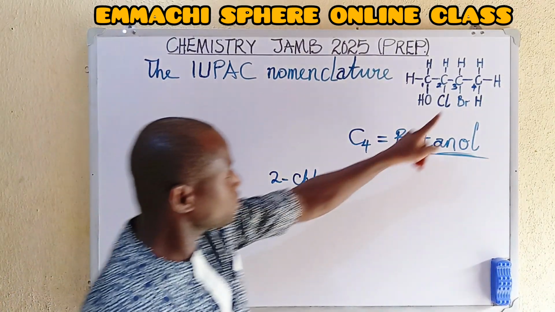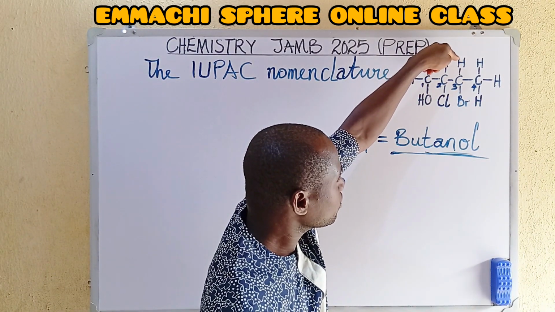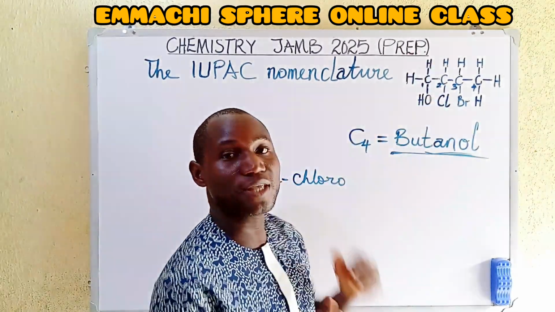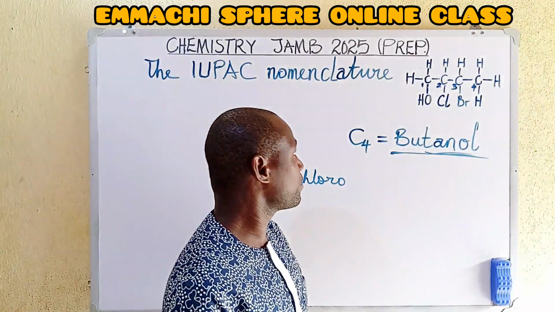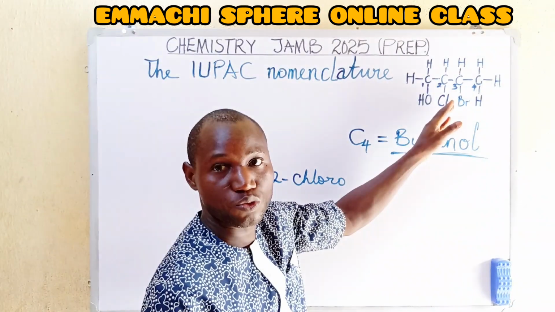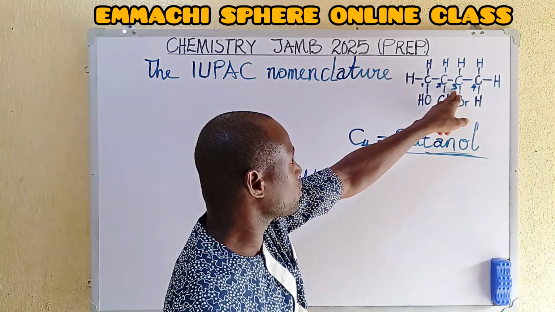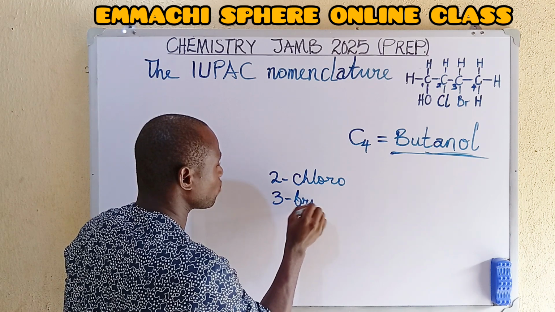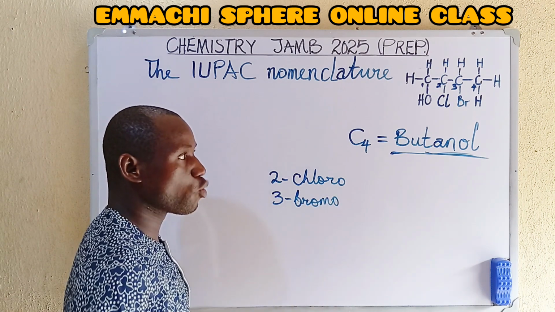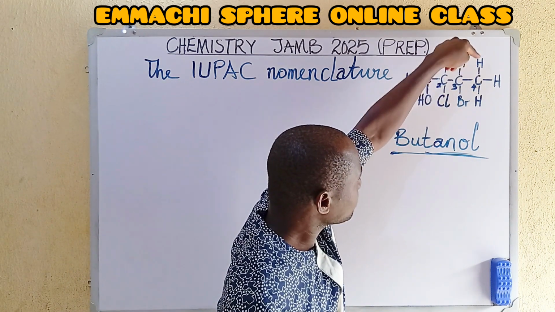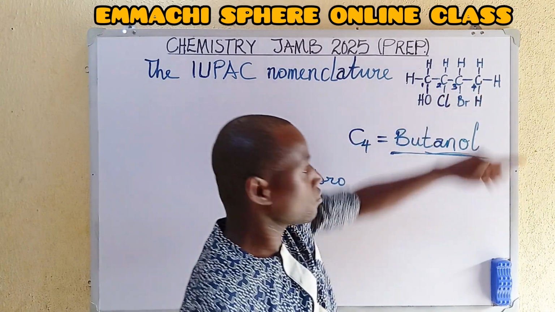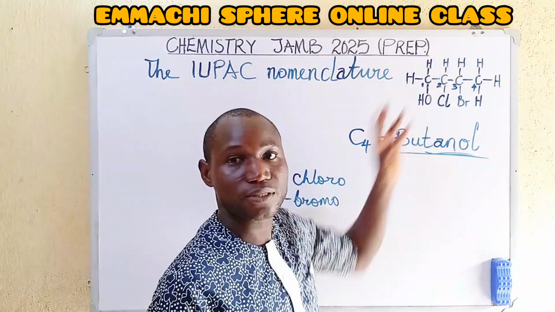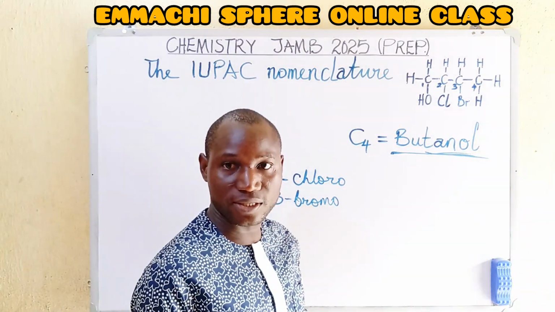Then carbon 3, there is hydrogen at the top, and the bottom has bromine. Therefore, bromine has replaced hydrogen. And because bromine has replaced hydrogen, it is now a substituent group. Because it is at carbon 3, we say 3-bromo. Carbon 4 has hydrogen, hydrogen, and hydrogen. Complete. Nothing has replaced hydrogen. It means that it is intact.